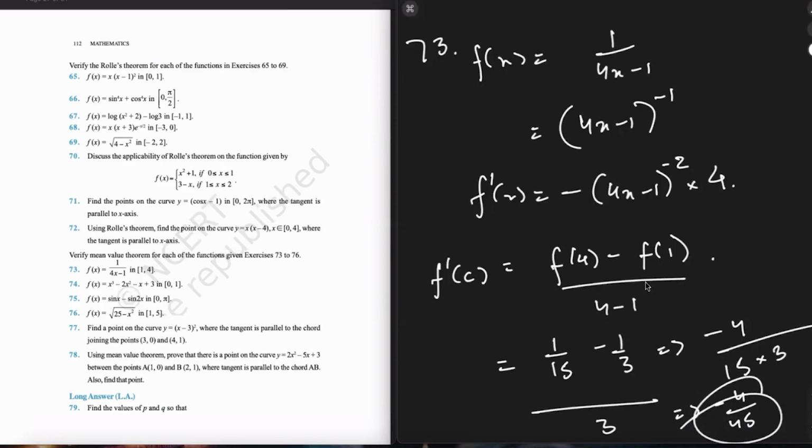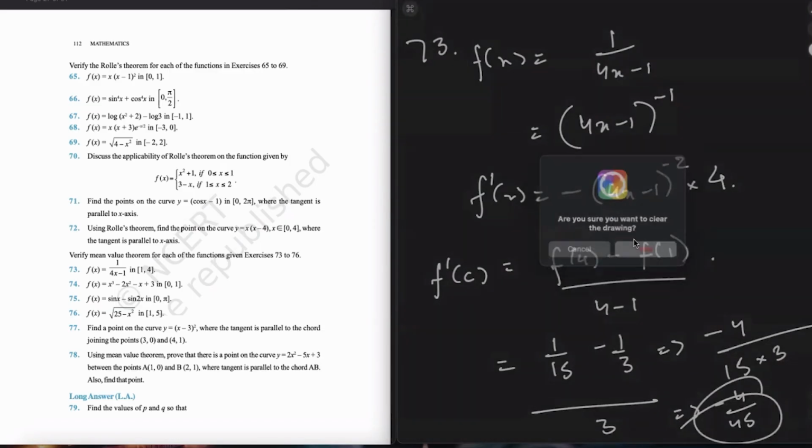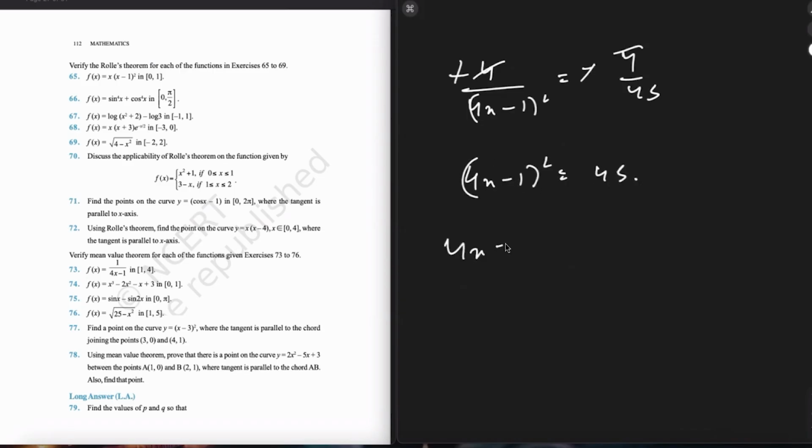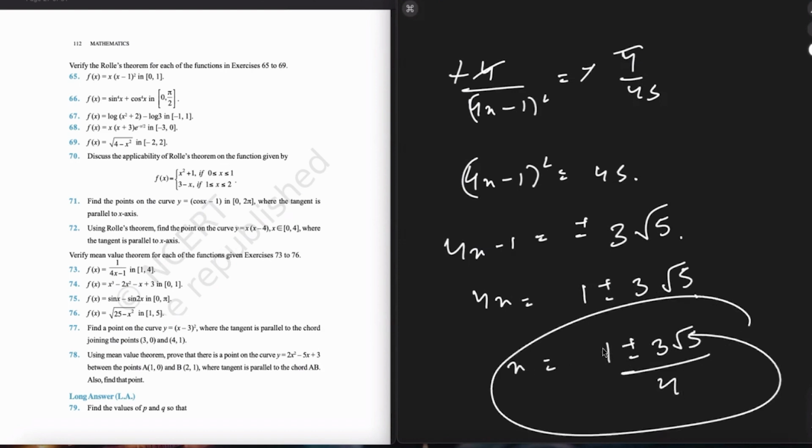तो इसको अगर सॉल्व करें, minus 4 upon 45, f dash c minus 4 upon (4x minus 1) का होल स्क्वायर इज इक्वल्स टू minus 4 upon 45. ठीक है, (4x minus 1) का होल स्क्वायर इज इक्वल्स टू 45. 4x minus 1 is equal to plus minus, 9 5s are, so 3 root 5. So 4x is equal to 1 plus minus 3 root 5, and x will be equal to 1 plus minus 3 root 5 by 4. So this will be your answer.